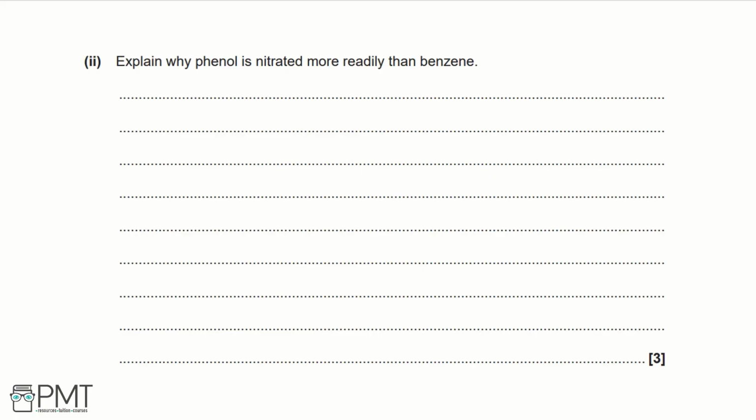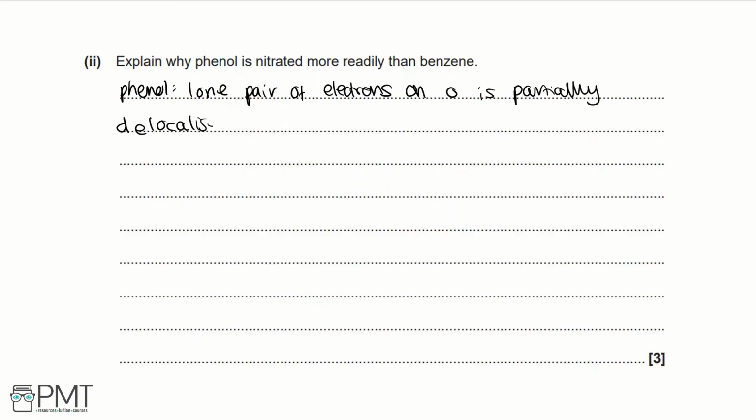Part 2. Explain why phenol is nitrated more readily than benzene. So, if we decide to talk about how phenol is nitrated more easily than benzene, or more readily, the first point is that phenol has a lone pair of electrons on the oxygen of the OH in phenol, and this lone pair is partially delocalized into the pi ring system, which is the circle that you draw in your structure. And this means that the electron density is going to increase if you're donating a pair or you're delocalizing a pair of electrons into a ring system.